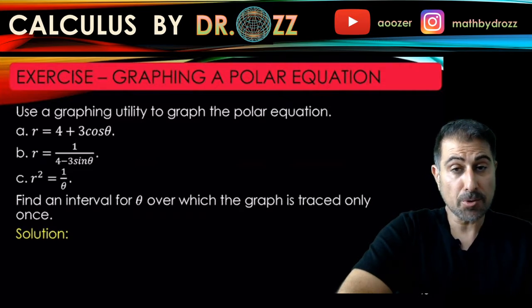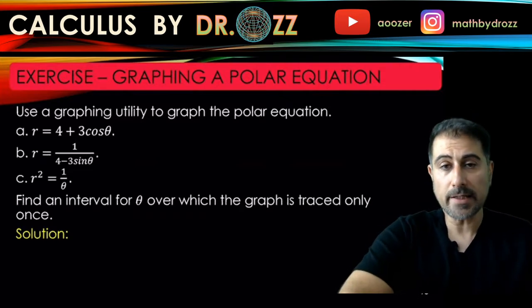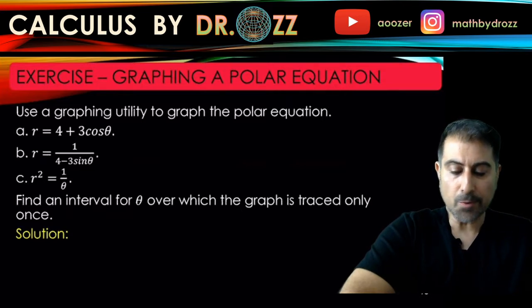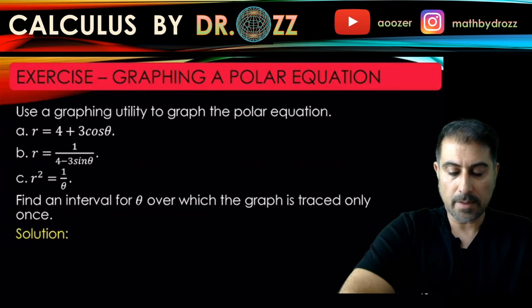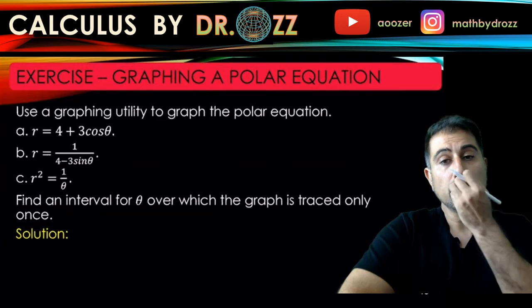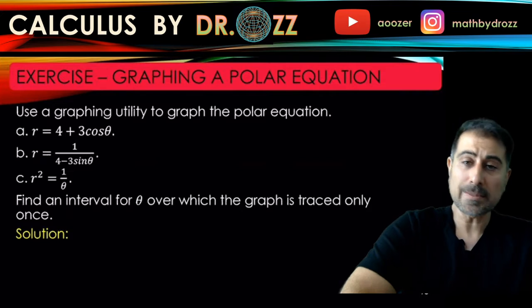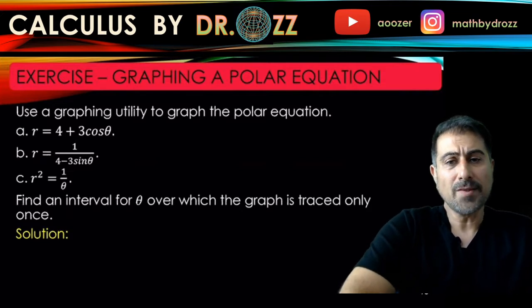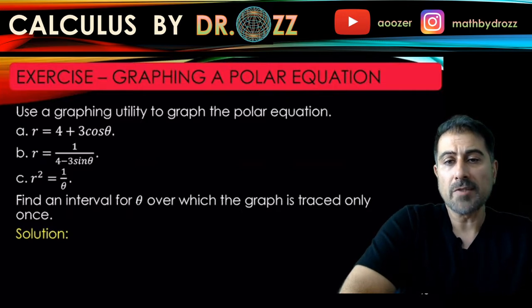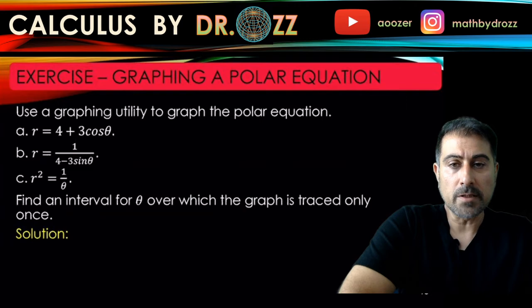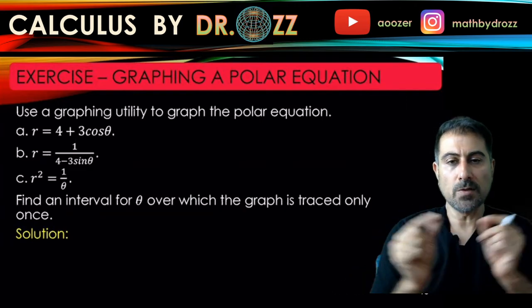We're going to use a graphing utility, so please have your TI-84 ready. We're going to graph r equals 4 plus 3 cosine theta. You can put a minimum and maximum value for theta. One thing that we know from trig is that cosine is a 2 pi periodic function, so it's natural to start with theta equals 0 for theta min, and theta equals 2 pi for theta max, because that's one full period.